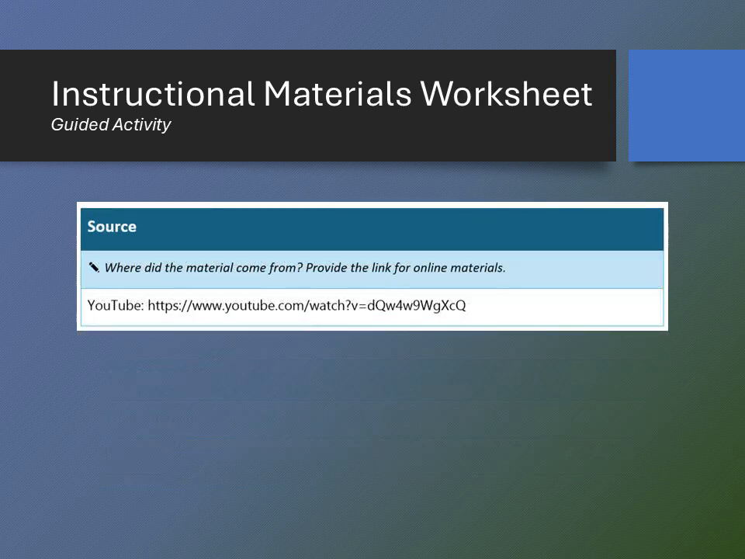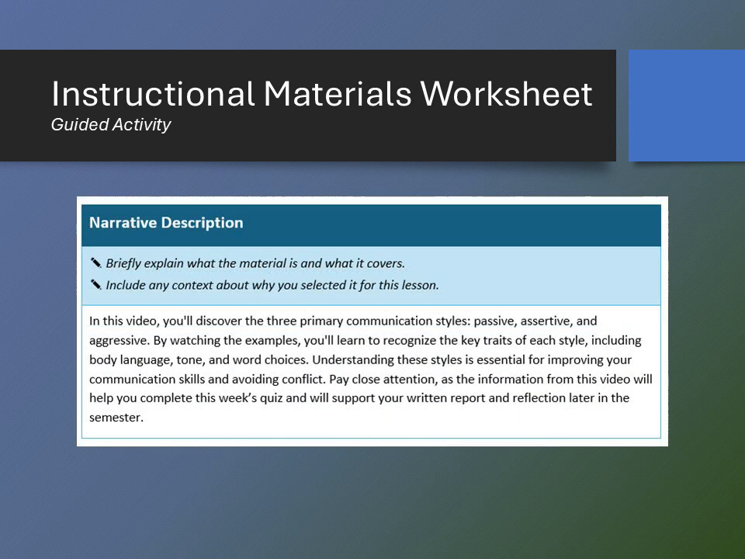Next, indicate the source of the material. If the material was created by you, then enter your name in the source field. If you found it online, provide the name of the website and the URL so that you can provide a link in the Blackboard course. In the narrative description field, briefly explain what the material is about. As we discussed earlier, this is your chance to provide context for the material and why you selected it for this lesson. Keep it short but informative.